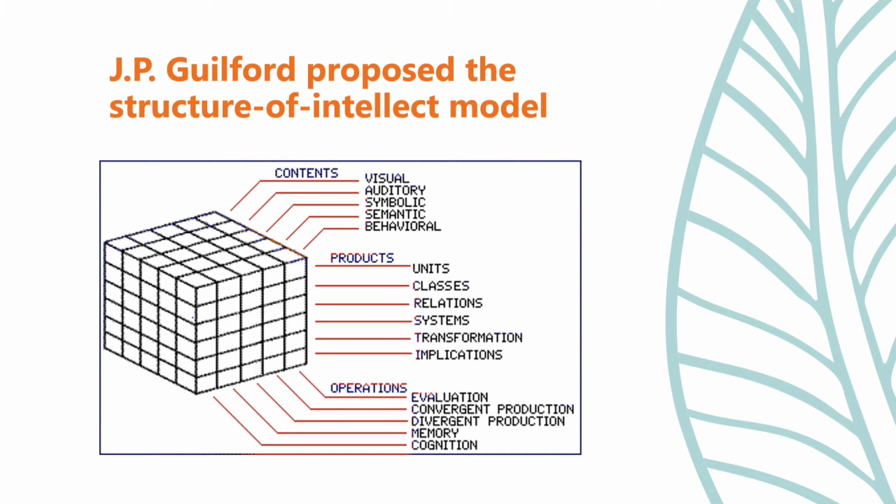Since this classification includes 6 into 5 into 6 categories, that means 6 contents, 5 products and 6 operations, the model has 180 cells. Each cell is expected to have at least one factor or ability. Some cells have more than one factor. Each factor is described in all of the 3 dimensions.